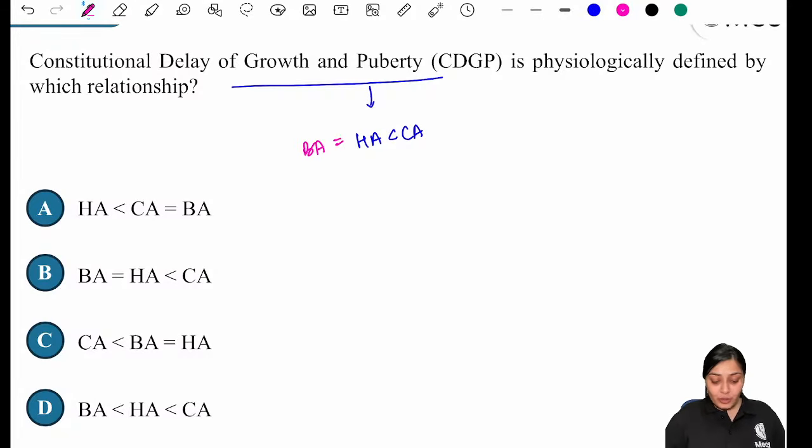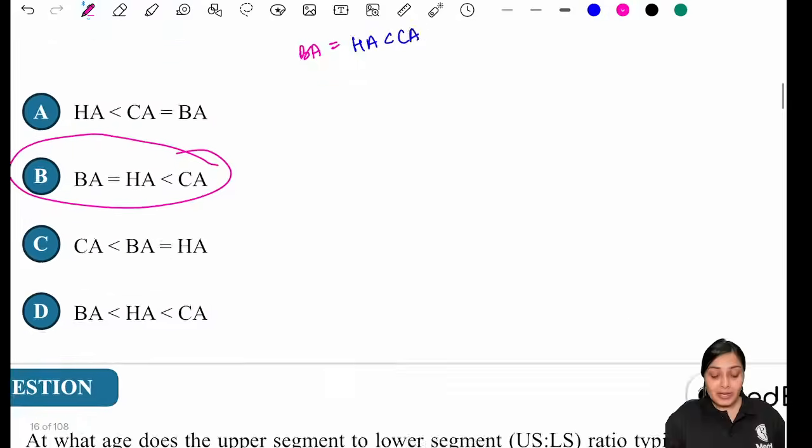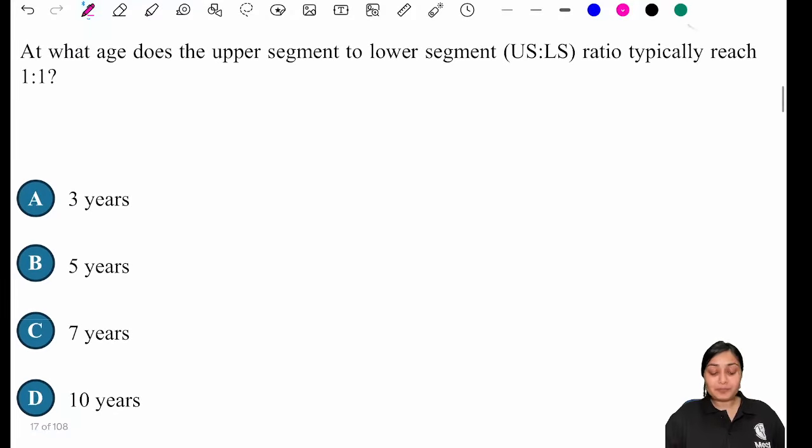So let's look at what option fits over here. Option B fits over here, right? So this is how you make out the relationship between bone age, height age, and chronological age in both of these physiological causes of short stature. I hope you now understand the concept of bone age, height age, chronological age, and how they are related in both of these physiological causes of short stature, right? Now let's move to the next question.